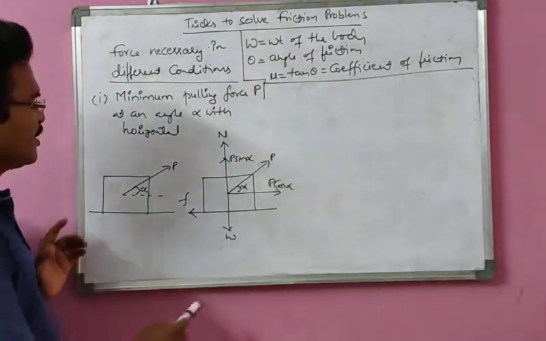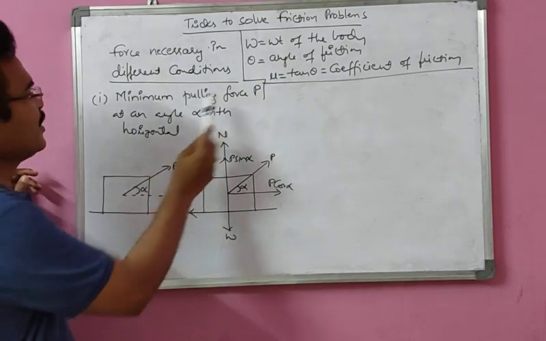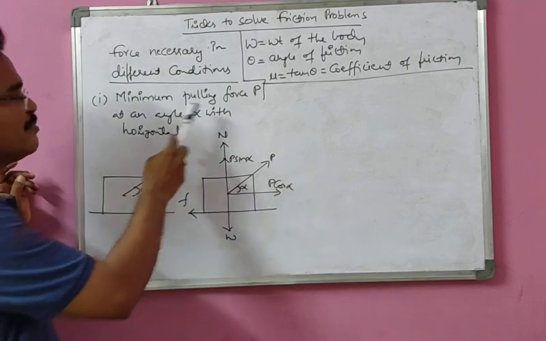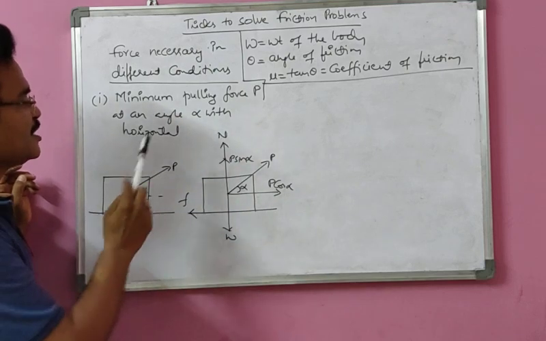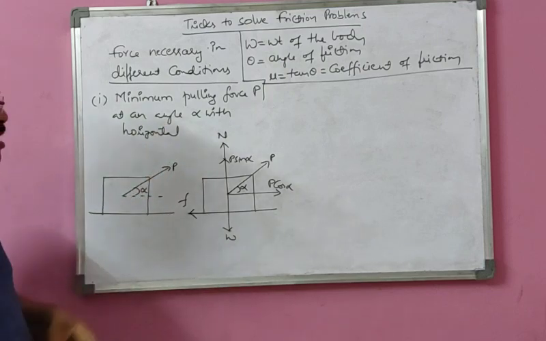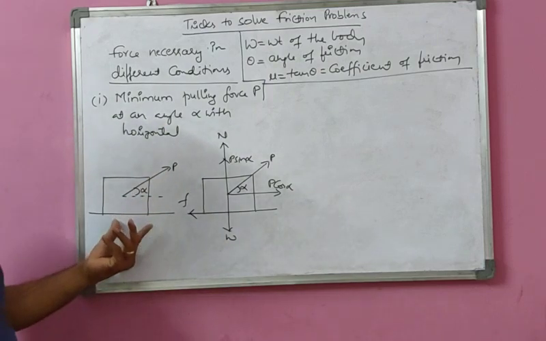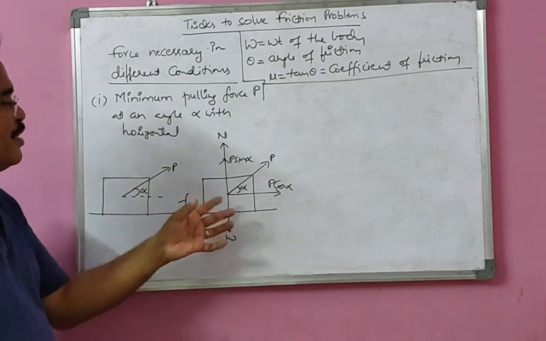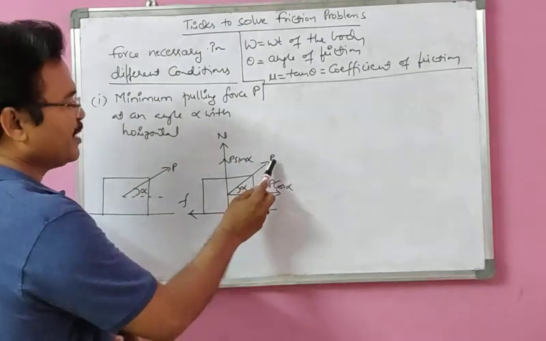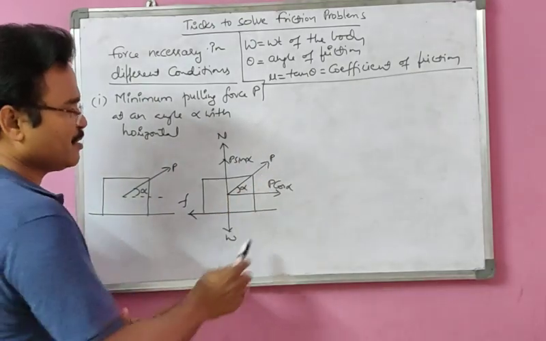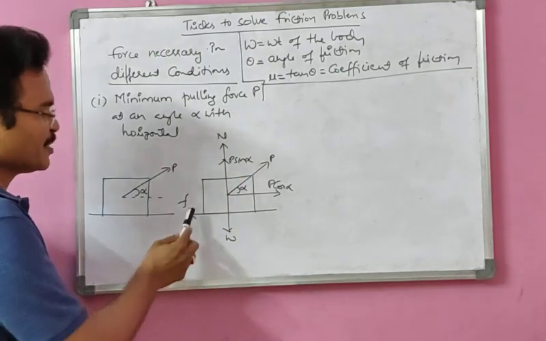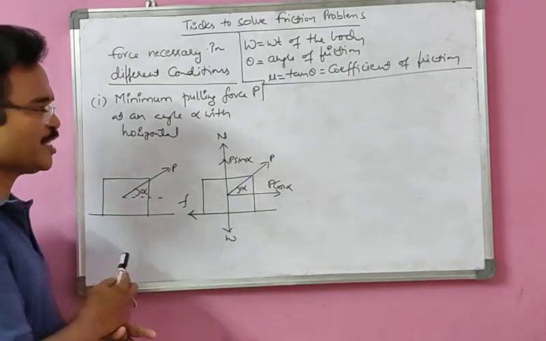And look at the situation here. Minimum pulling force P at an angle alpha with horizontal. That means what is the P that is required to pull this block? Minimum value of the P required to pull the block with an angle alpha. This is the given figure, and the force is acting on the body. Here, this is P making an angle alpha with the horizontal, resolved into two components, P cos alpha and P sin alpha. The frictional force acts in the opposite direction.